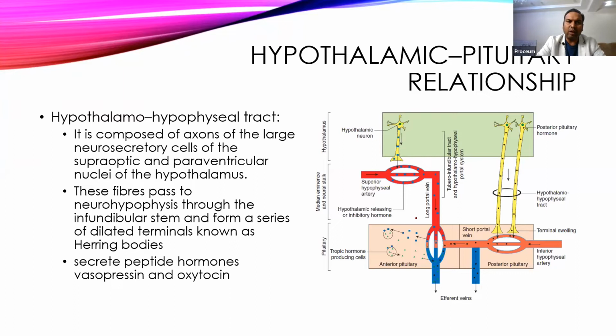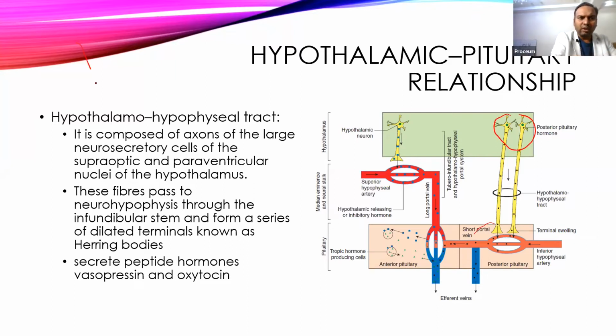This hypothalamo-hypophyseal tract is composed of large neurosecretory axons which come from the hypothalamus, from the supraoptic nucleus and paraventricular nucleus. From there they go directly and enter the posterior pituitary. These fibers come directly into the posterior pituitary through the infundibular stem, and there they form dilated terminals at the end.